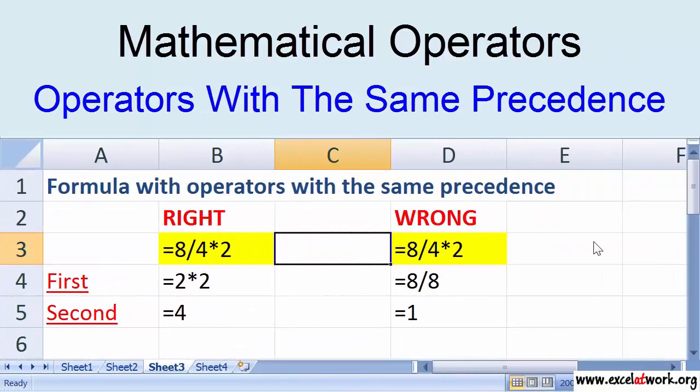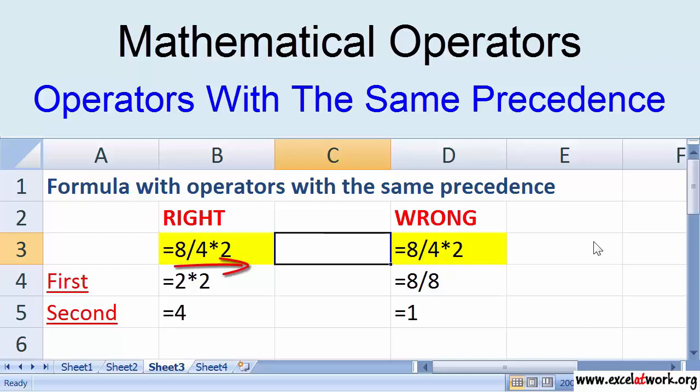Now, let's see what happens when a formula has operators that have the same precedence. For instance, the formula in cell B3 has division and multiplication. So which operation is calculated first? When this happens, Excel calculates the operators from left to right.